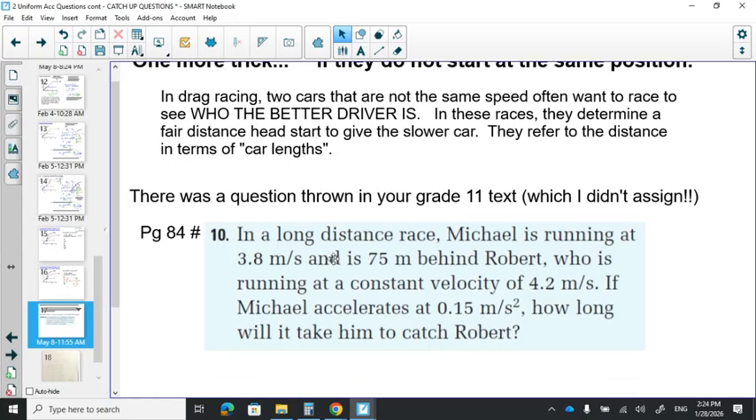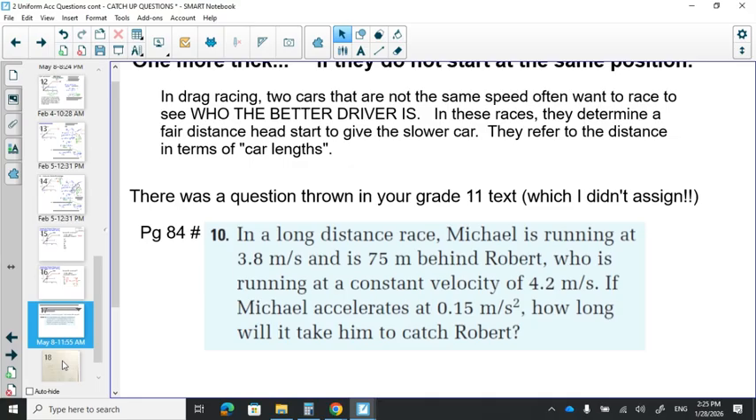Anyways, long story short, here in this long distance race, Michael's running at 3.8 meters per second. He's 75 meters behind Robert, who's running at a constant velocity of 4.2. If Michael manages to get a second wind and accelerates at 0.15 meters per second squared, how long will it take him to catch up to Robert? So you have this 75-meter difference on top of the complication of the slower one trying to accelerate and catch up eventually.